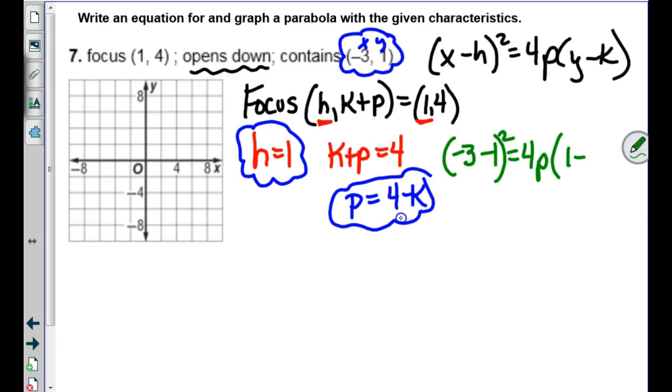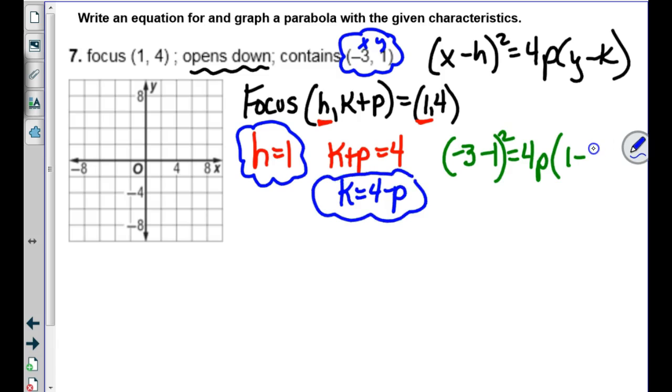oh, we did that wrong. We don't want a k, right? We want a p. So what should we have said here? k equals 4 minus p, because we want only one variable. All right. Negative 3 minus 1, negative 4 squared is 16. Over here we have 4p. What happens in that parenthesis? 1 minus 4 is, but then it's minus negative p, which would be plus.